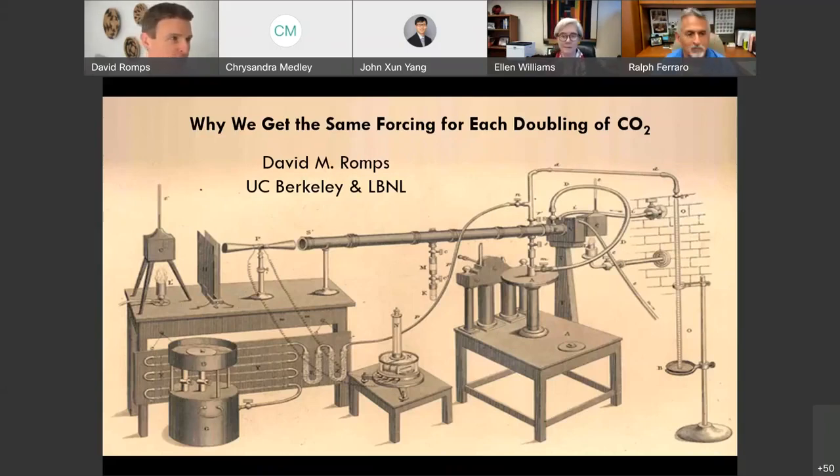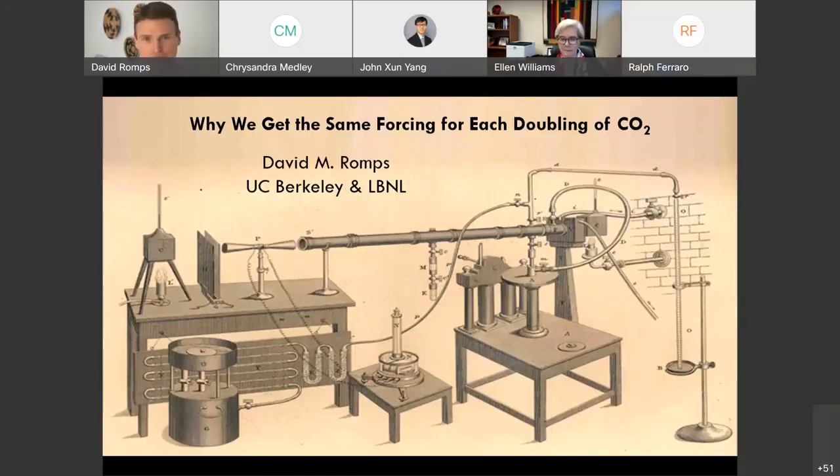As you mentioned, I'm going to talk about why we get the same forcing for each doubling of CO2 concentration. What I'm showing here is the apparatus that John Tyndall had set up to measure the absorption spectrum of CO2, which is a little bit of a hint that that might have something to do with the answer to the question. But that is getting a bit ahead of myself.